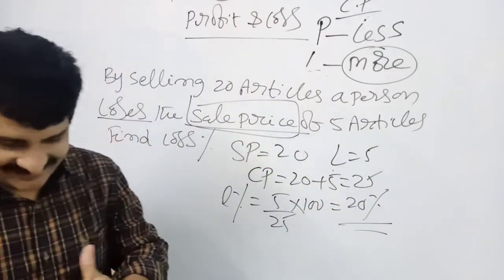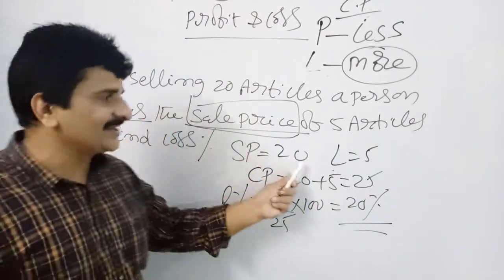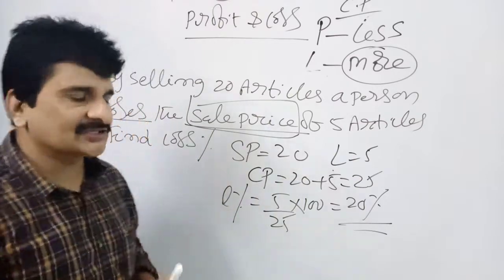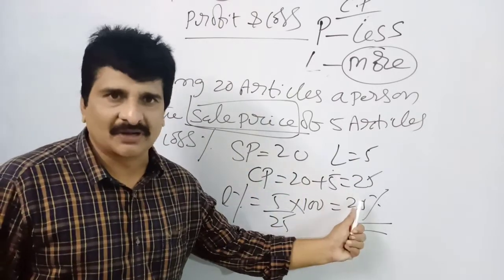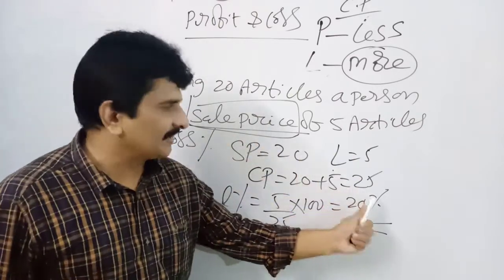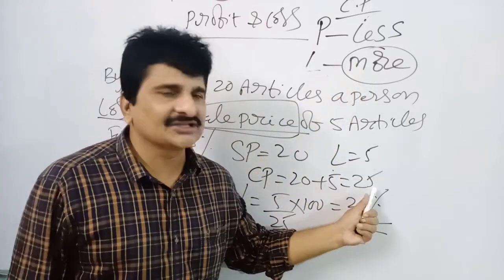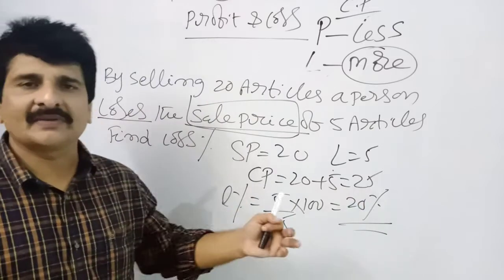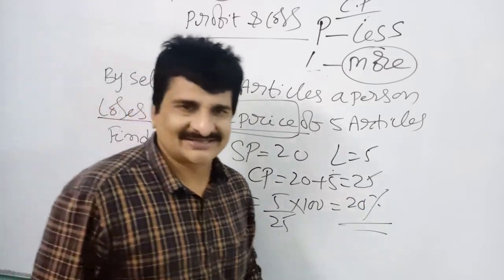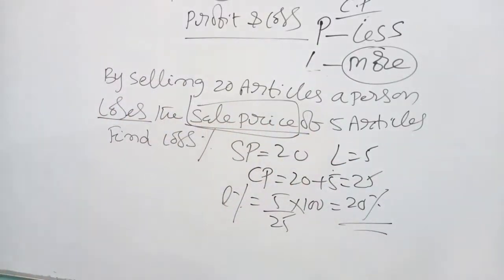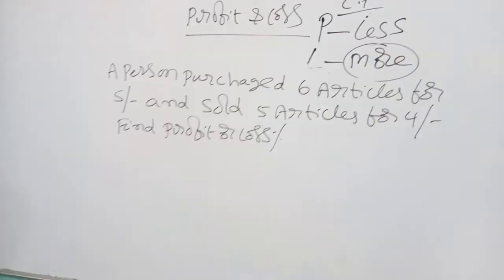If he mentioned SP of, this value will become SP, but the percentage should always be calculated on CP only. That's why first you calculate CP. When loss is obtained, the more value will be the CP. That's why you have to add these two values. So 5 by 25 into 100. So the answer is 20%. That's all. This is a very important shortcut. Now we'll go for the next.